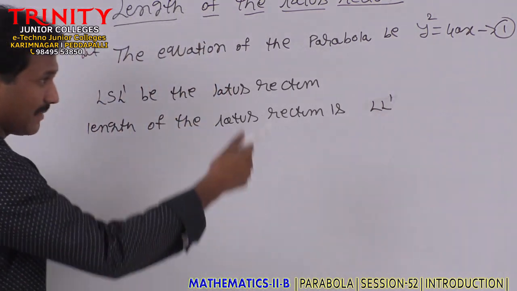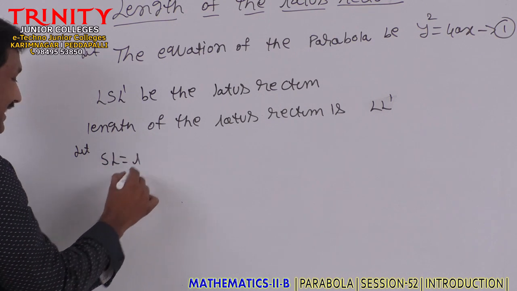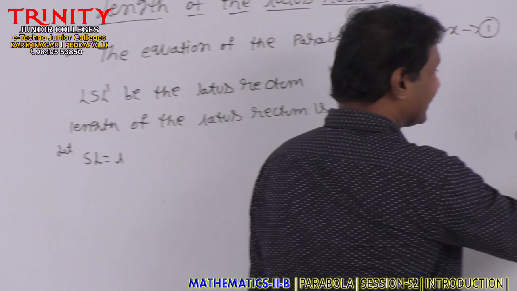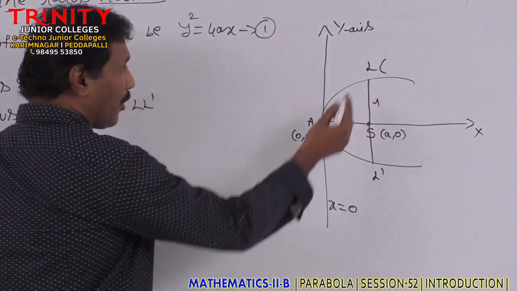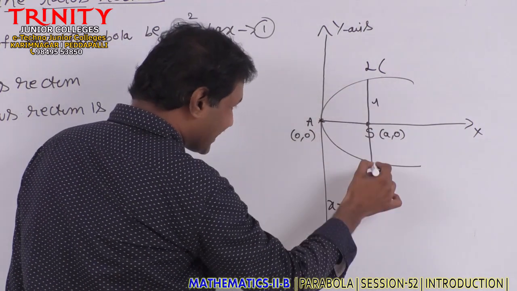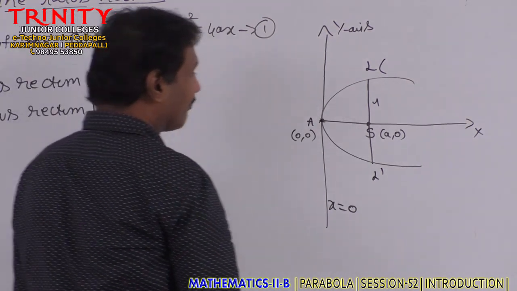The length of the latus rectum is L dash. Let SL equal L. The length of SL is L. Therefore, the point L becomes... here this line L dash is parallel to the y-axis.